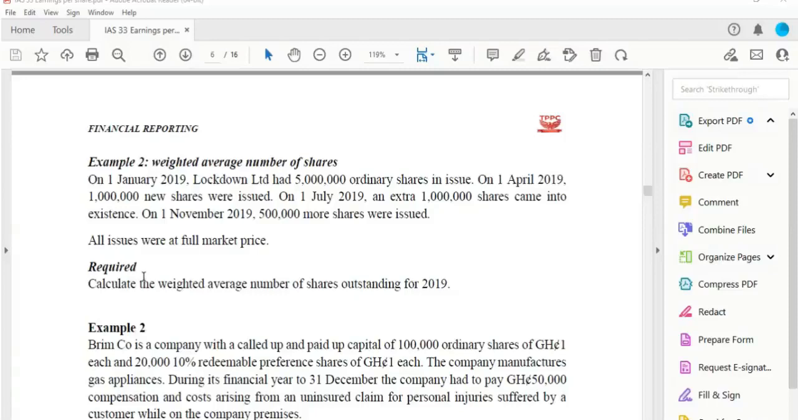Hello, Prof. Yeah, Paul. Let me try method 2. Sure. Okay. So method 1, it's good. Okay, with method 2. From the question, we notice that on January 1st, 2019, we have the shares to be 500,000. So 500,000 times January to December is going to be 12 months, so 12 over 12. Then plus on April 1st, 2019.